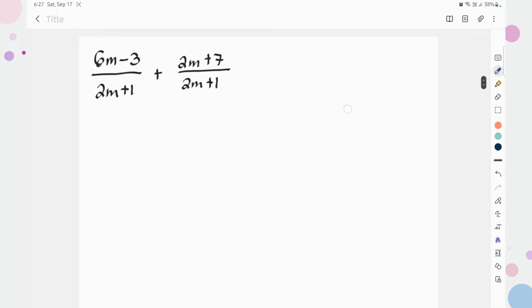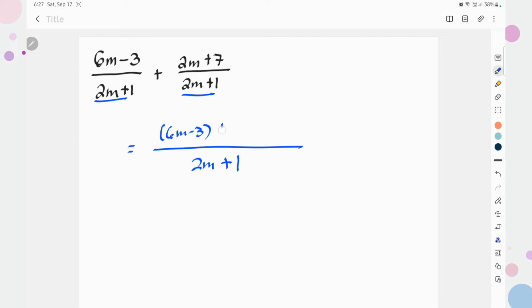For example, I have here (6m minus 3) over (2m plus 1) plus (2m plus 7) over (2m plus 1). As you can see, they're both the same, so it's much easier for us to add. You keep 2m plus 1 because they're just the same. Then you add 6m minus 3 plus 2m plus 7. Getting the like terms, 6m plus 2m gives 8m, and then negative 3 plus 7 gives 4. So you have (8m plus 4) over (2m plus 1).